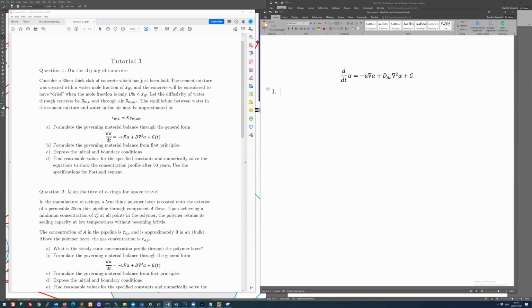So the first thing to establish is we want to determine the variation of concentration of water. So water is the chemical that we are trying to determine the concentration variation of. So we want to know the variation of concentration of water in time and space. Right, we know it's drying slowly. So clearly time is an influence. And then it's talking about a thick slab of concrete.